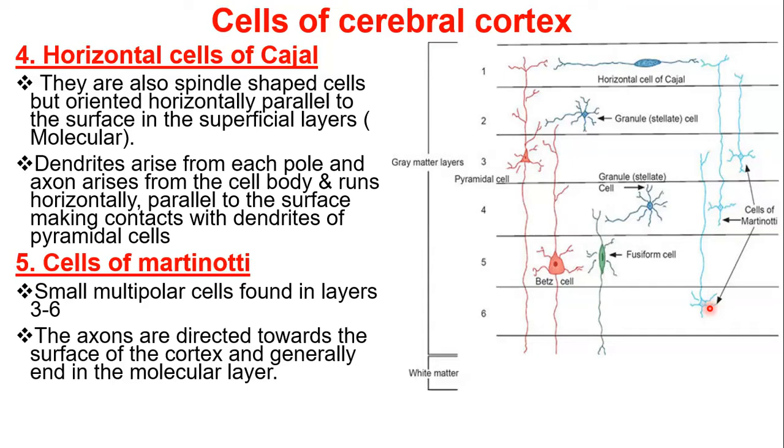It is very important to know the location of the different cells, in which layer they are present. The small Martinotti cells, with multipolar cell bodies, are found in layers 3 to 6. Their axons are directed towards the surface of the cerebral cortex, generally into the molecular layer. The first layer is the molecular layer.